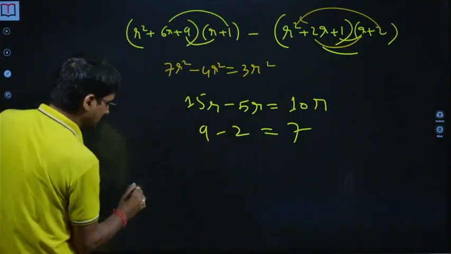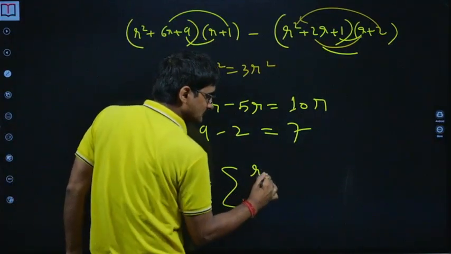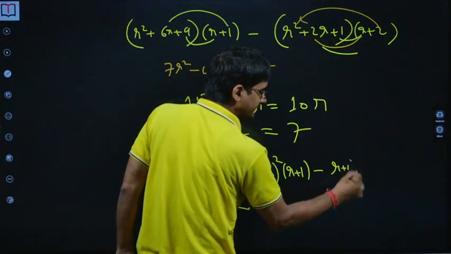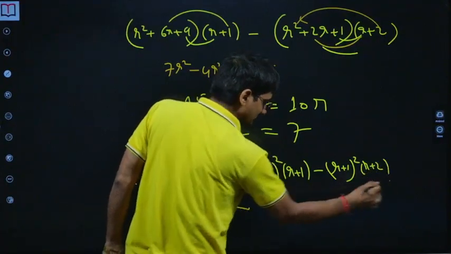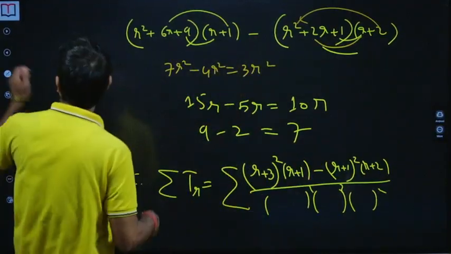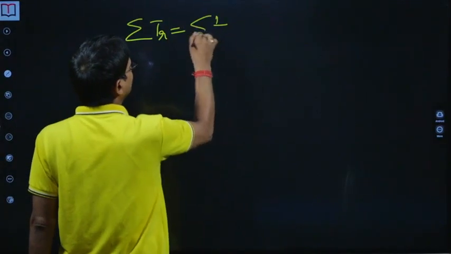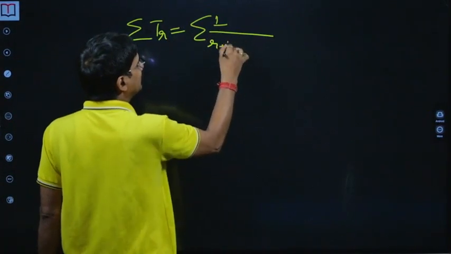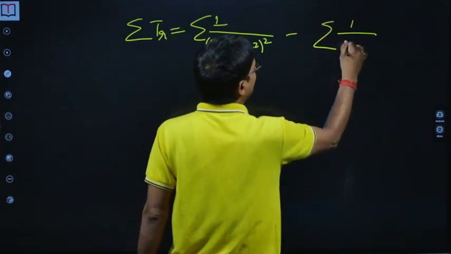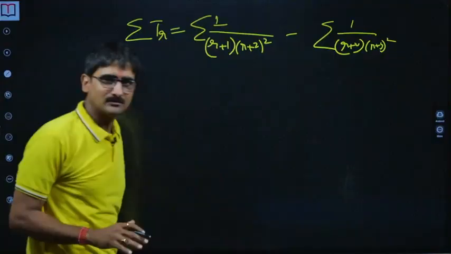Done. Okay, so I can rewrite this as summation over (r plus 3) whole square into (r plus 1) minus (r plus 1) whole square into (r plus 2) whole, divided by this and this. Now when you do it, you get tr as 1 upon, summation of (r plus 1) into (r plus 2) whole square minus summation of (r plus 2) into (r plus 3) whole square, and that's it.